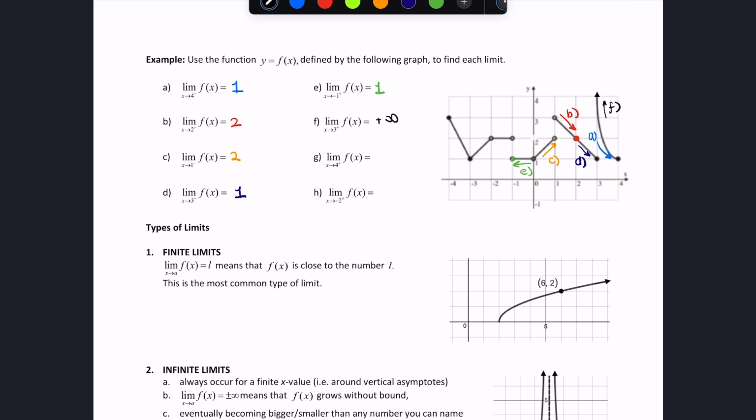Limit as x approaches 4 from the right-hand side. As we see here, it's pretty much off the page, or you can't see it. So here let's write dne, does not exist. Then finally, limit as x approaches -2 from the right-hand side. This little green color here. So that would be h. We see that that would be at 2.